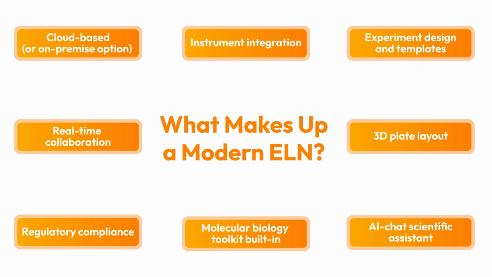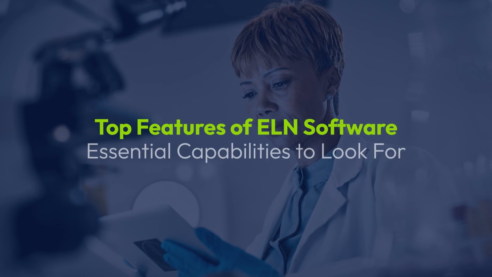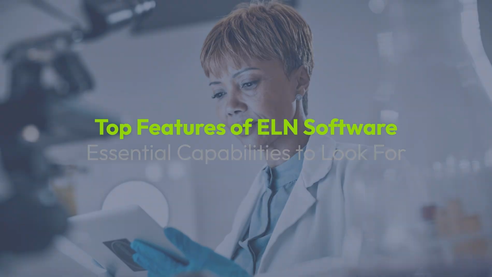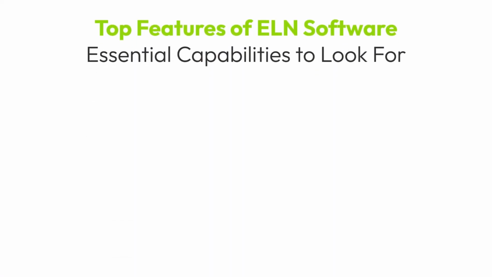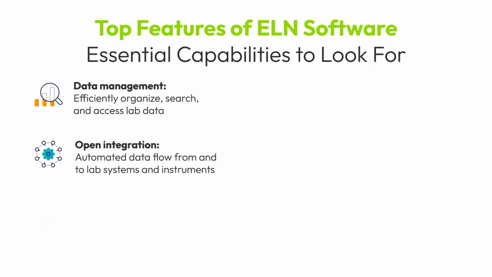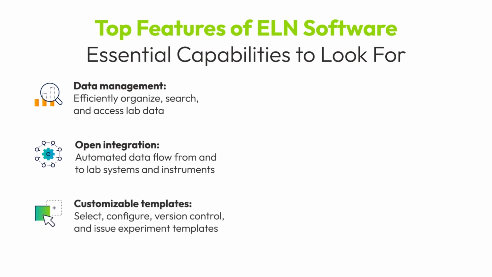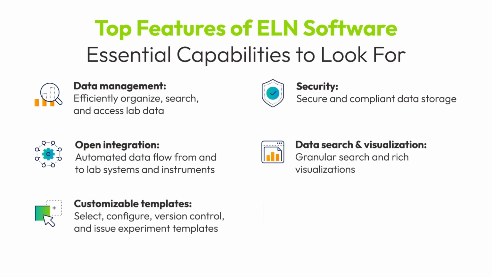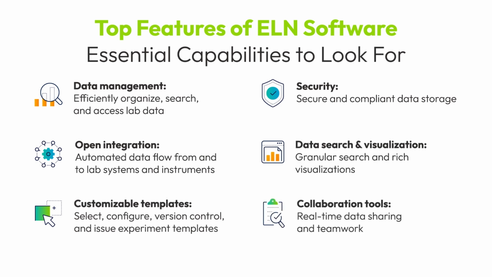This video will guide you through the essential factors to consider when choosing the right ELN software for your lab. When choosing ELN software, it is essential to focus on features that align with your lab's specific needs. Look for options that offer robust data management, easy integration with existing lab equipment, and customizable templates for various experiments. Additionally, ensure the ELN software you choose provides secure data storage, advanced search functionalities, and real-time collaboration tools to enhance lab productivity.